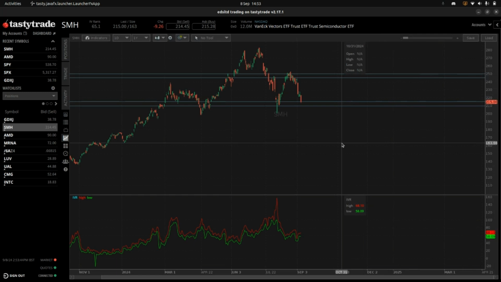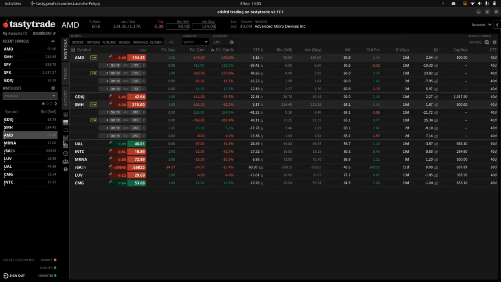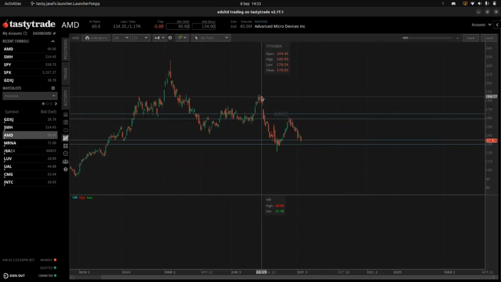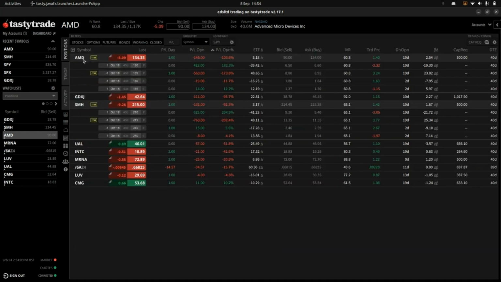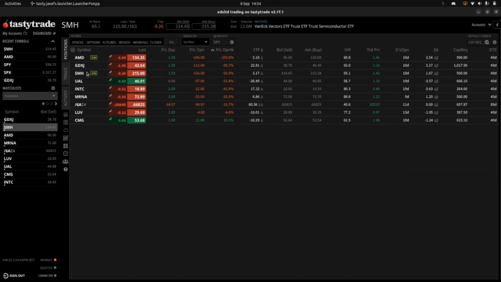I don't really look too much at support and resistance, but if you do, then as you can see, we came off of that resistance there. Now we basically rolled down to a lower resistance level, and again the exact same thing with AMD. We came off that resistance, went down to that resistance. I don't trade off of support and resistance, but if you do, there you go.